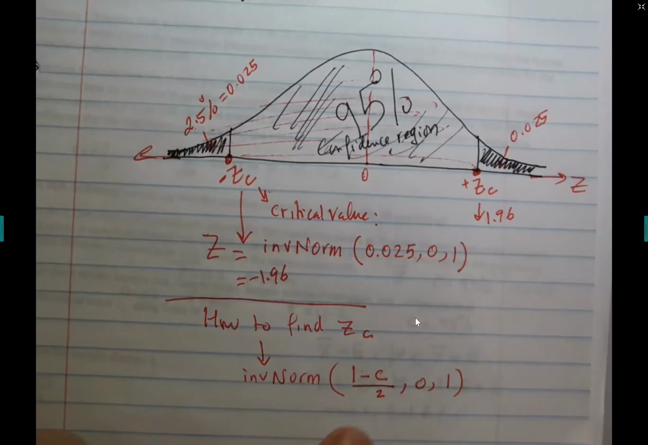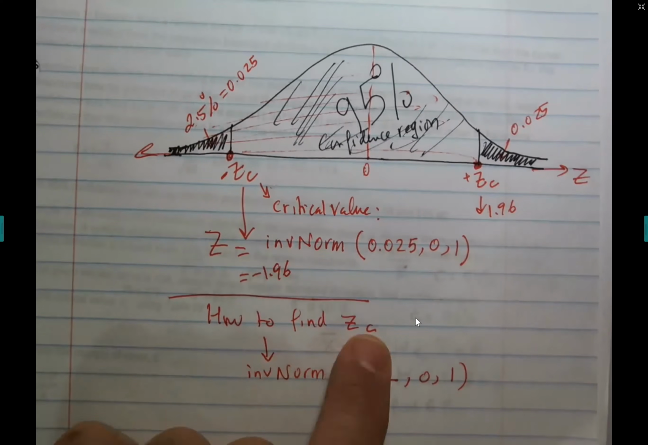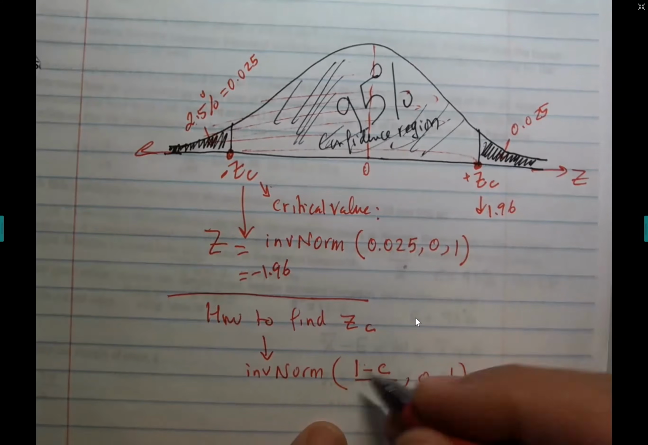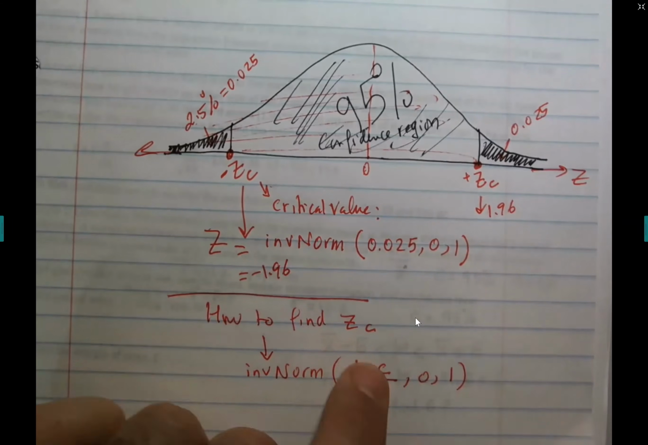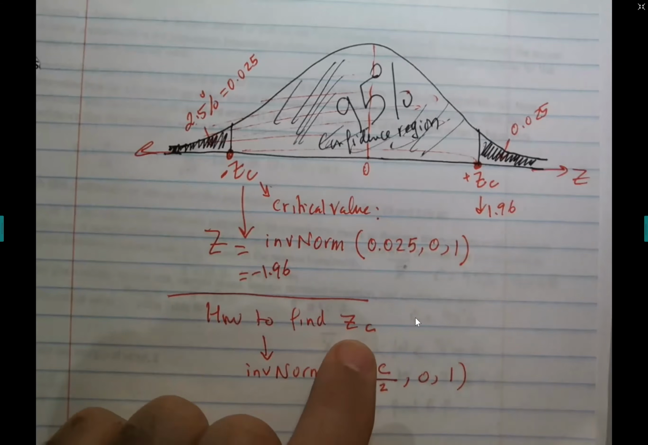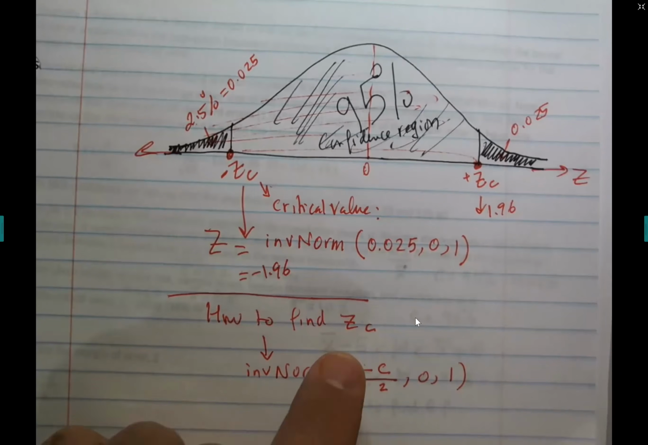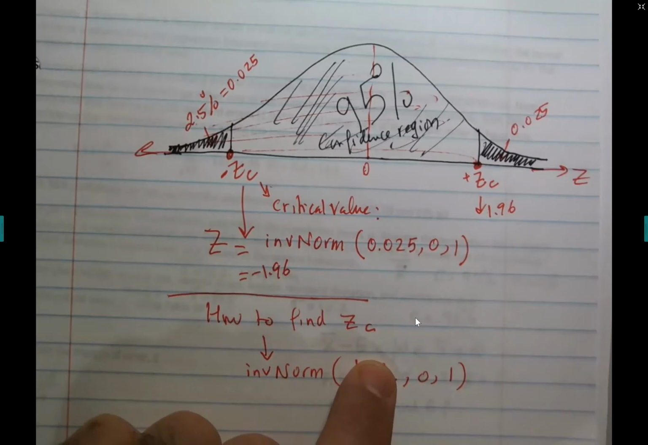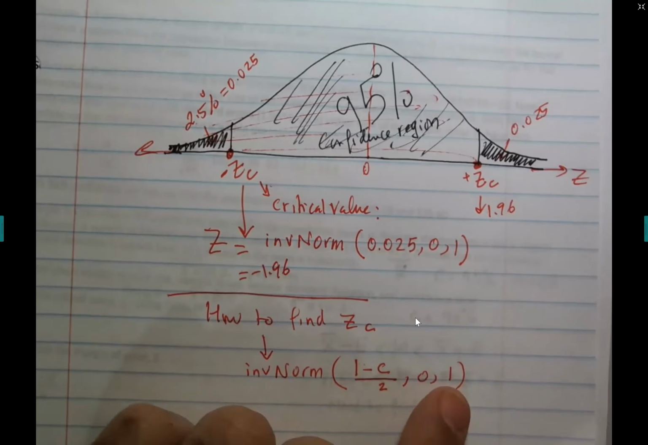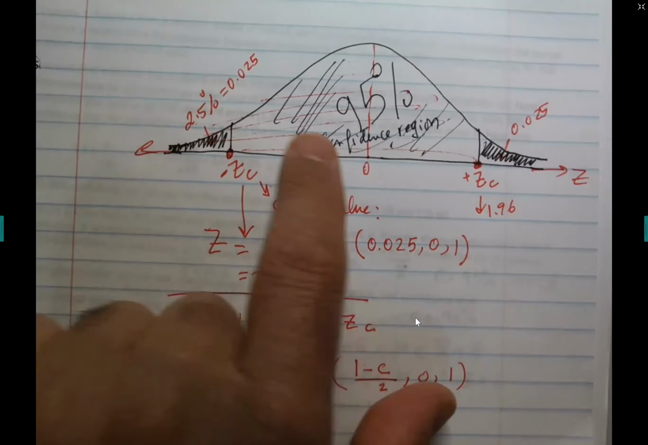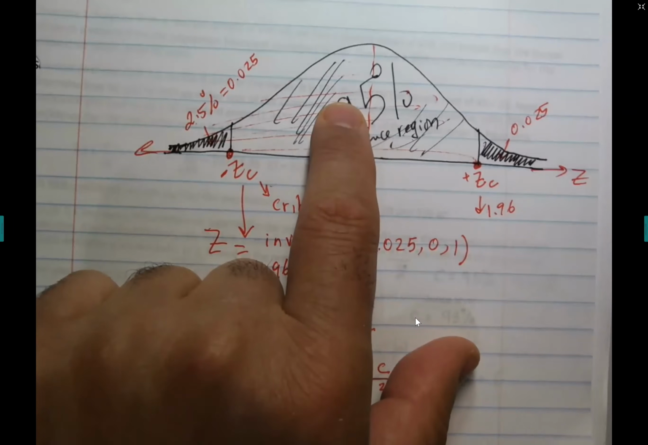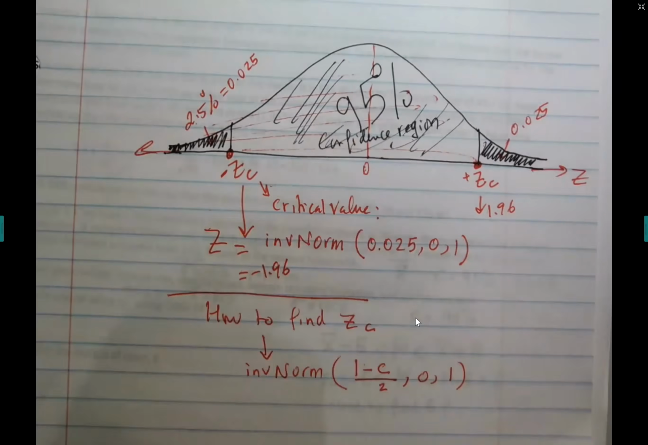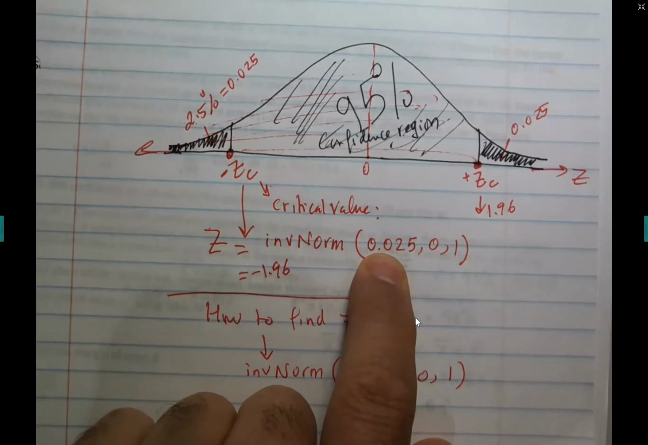Let me explain what I meant by that. Let's say your confidence level is 90%. So you do 1 minus 90%, but change 90% to a decimal, so 0.9. Do 1 minus 0.9, it will give you 0.1, divided by 2, and then comma 0, comma 1. What did we do here? Subtract 0.95 from 1, guys. What do we get? 0.05. Divided by 2, what do we get? 0.025. So that's the rule, guys.